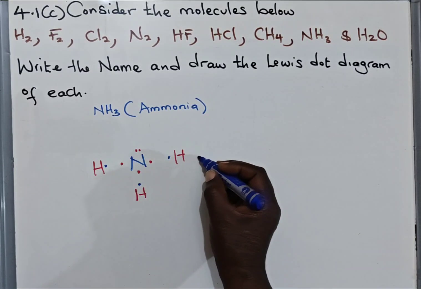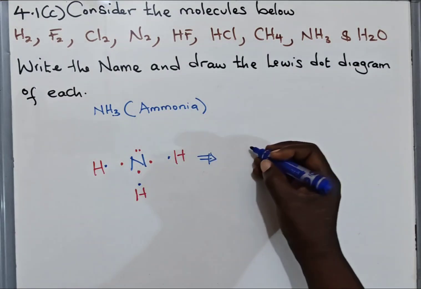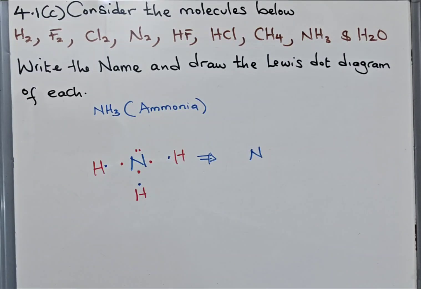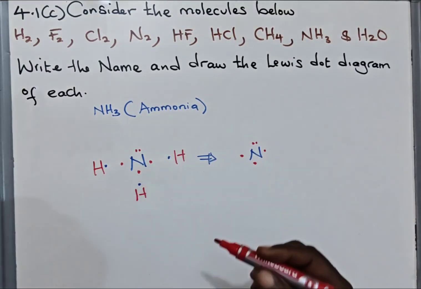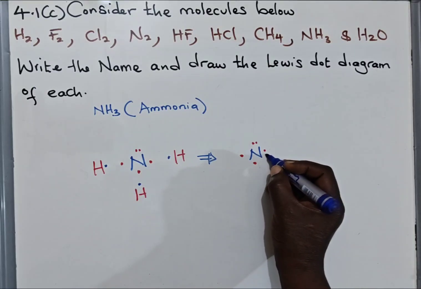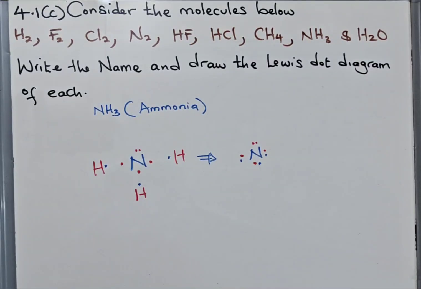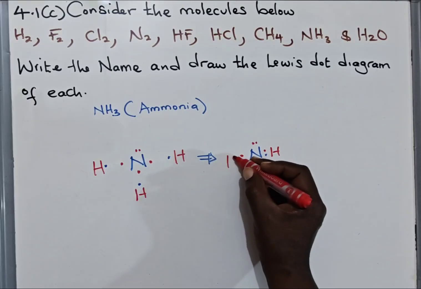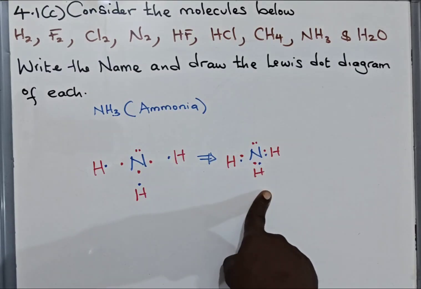So when these come together, what are we going to form? We are going to have our nitrogen and its electrons around, which is here we have a lone pair, a single, like that. Then hydrogen comes with its unpaired electron and another unpaired electron, like that. So that is it. So this is it. What you have here is the Lewis dot diagram of ammonia.